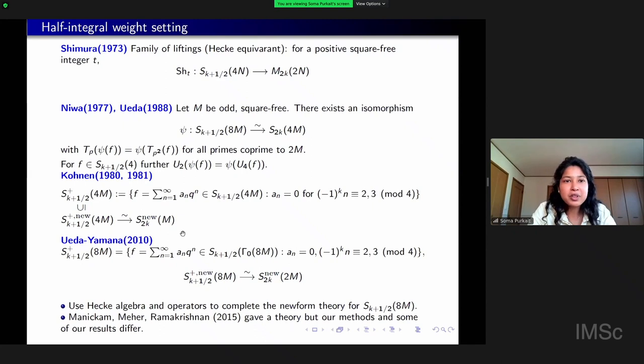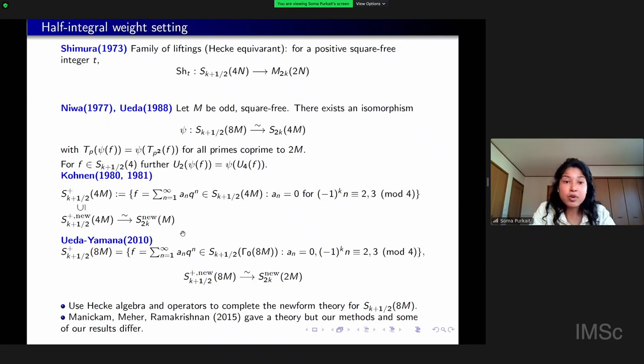I think Professor Dipendra Prasad, in the first lecture, introduced the Shimura lifts. So we have the Hecke equivariant maps, taking S_{k+1/2}(4N) to M_{2k}(N). And when k is greater than or equal to 2, then it essentially goes to S_{2k}. And then we have the theorems of Niwa and Ueda, where the theorem of Niwa was the first step towards giving a newform theory in some sense.